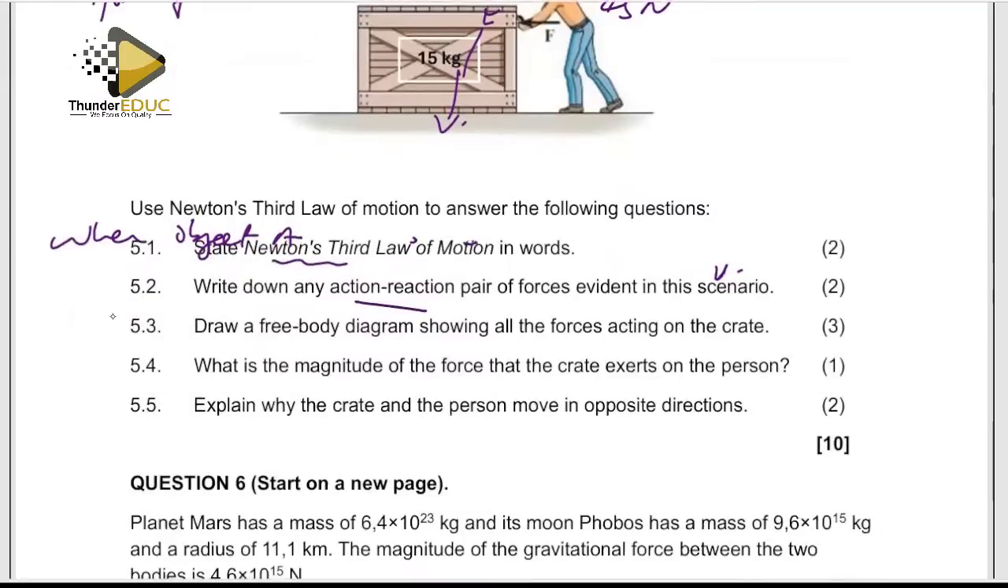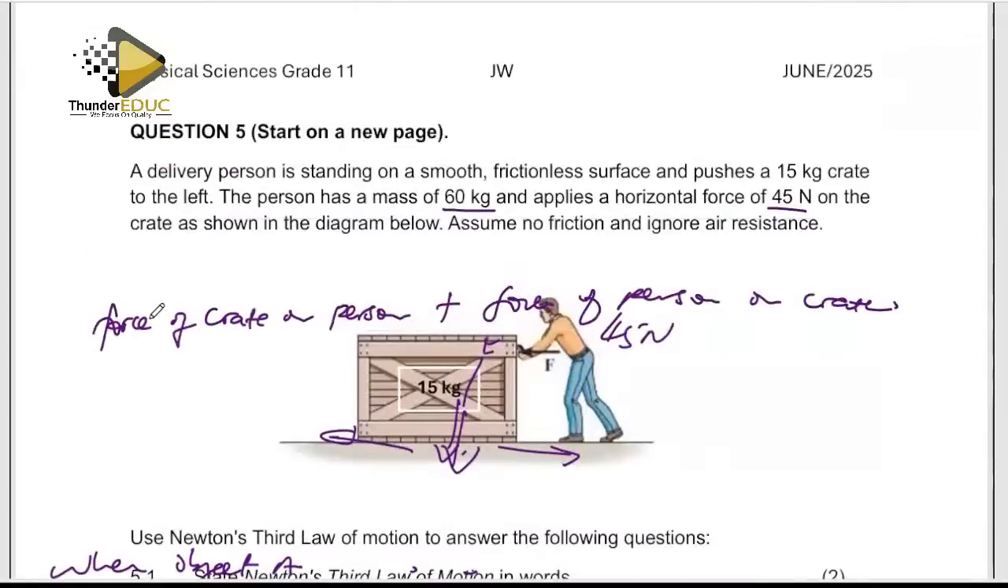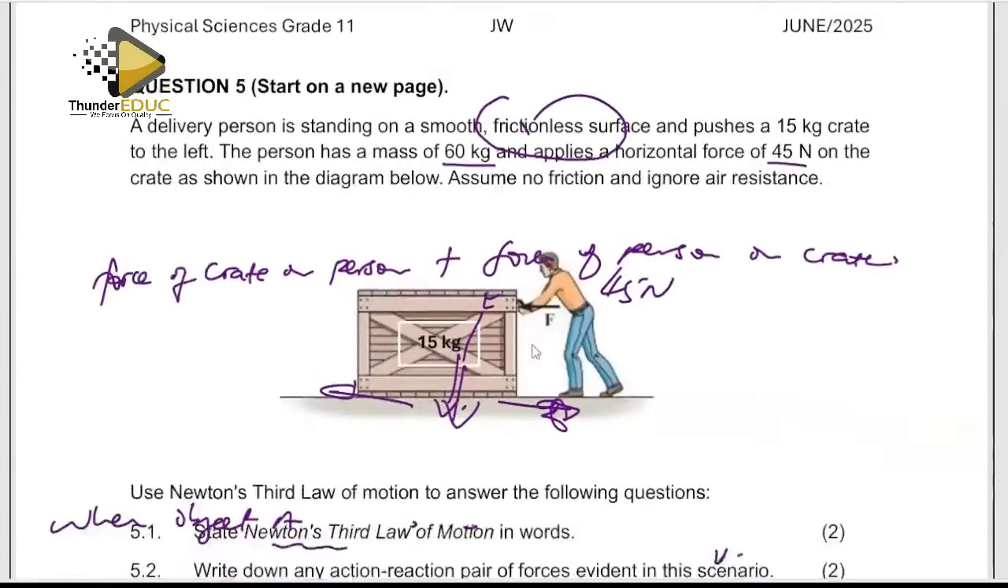Then 5.3, draw a free body diagram showing all the forces that are acting on the crate. So we have the applied force acting in that direction, the frictional force acting in this direction, the weight down, the normal force upwards. But what did they say? They said a frictionless surface. So we don't have any friction there. So our diagram should have the normal force, the weight, and then the applied force. Okay, then we move on to the next one.